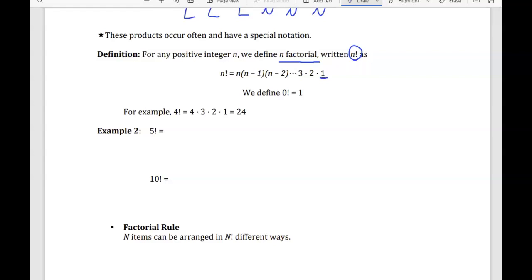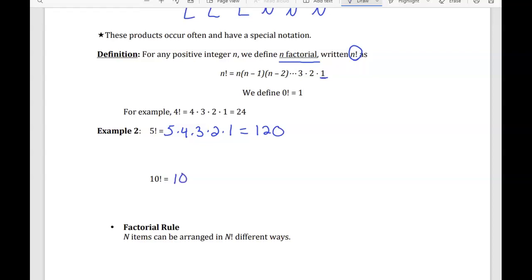Okay? We don't usually use a lot of factorials, but we can. So looking at 5 factorial, that's going to be 5 times 4 times 3 times 2 times 1. And so I'm going to multiply 5 times 4, which is 20. 20 times 3 is going to be 60. 60 times 2 is going to be 120. 120 times 1 is going to be 120.